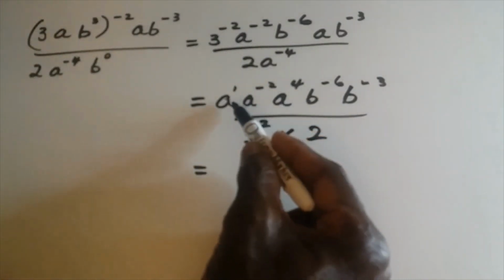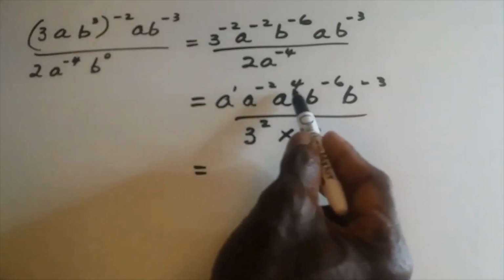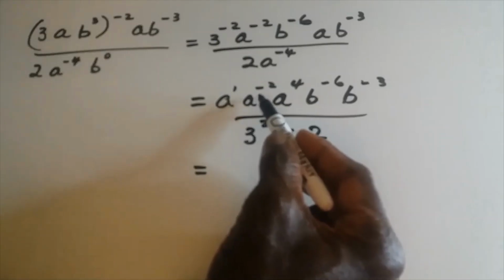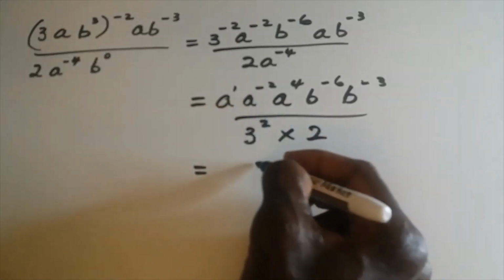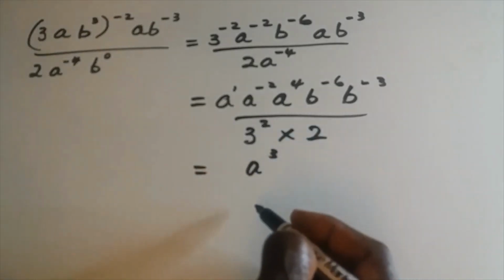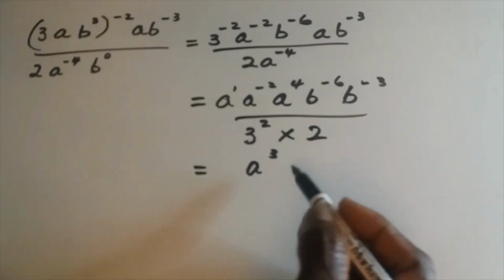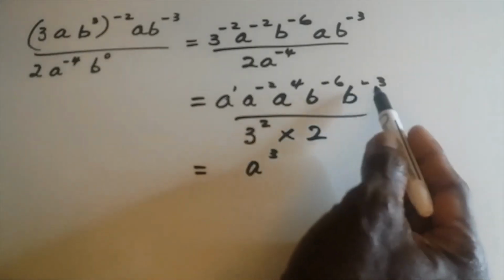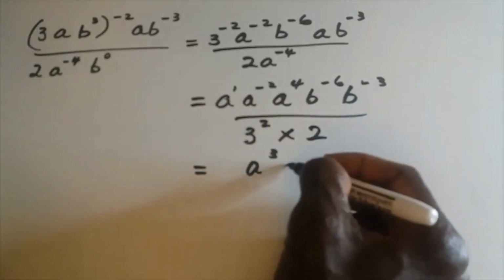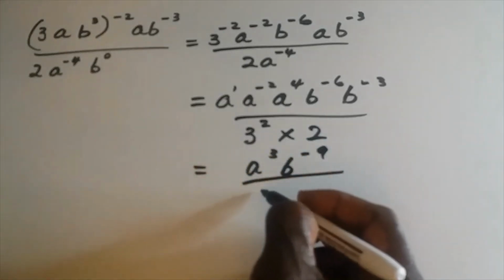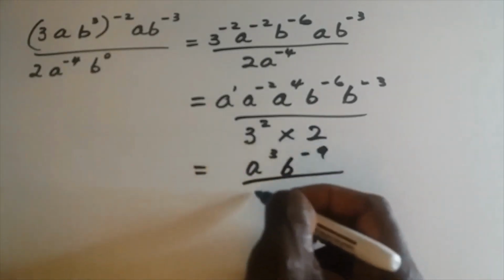We have a to the 1 times a to the 4th, which is a to the 5th, times a to the minus 2 will give us a to the 3rd, or a cubed. We have b to the minus 6 and b to the minus 3. That gives us b to the minus 9. And in the denominator, this becomes 18.